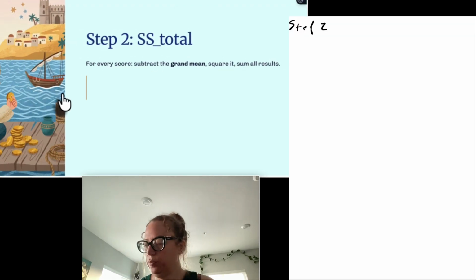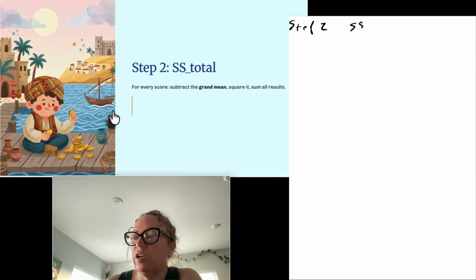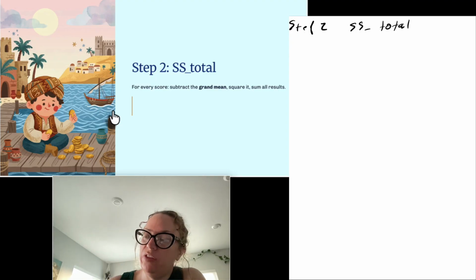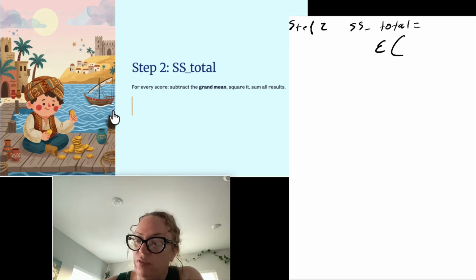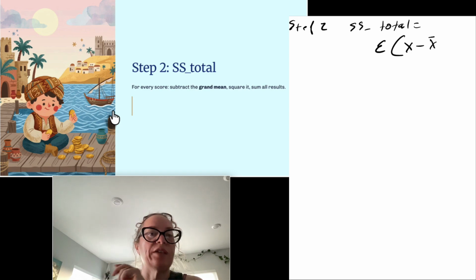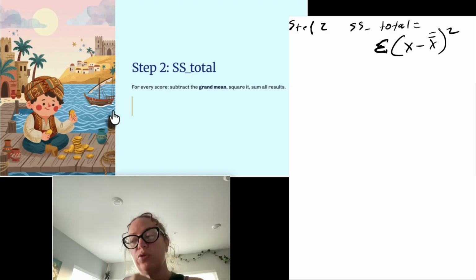So step 2, we are now going to calculate our SS total, our total variance, okay? The formula for SS total is the sum of, for every individual score, you subtract the grand mean, because we want to see the difference between the value and the grand mean. This should be very familiar because this is exactly what you did with t-scores, but instead of the mu or x bar, we're using the grand mean.